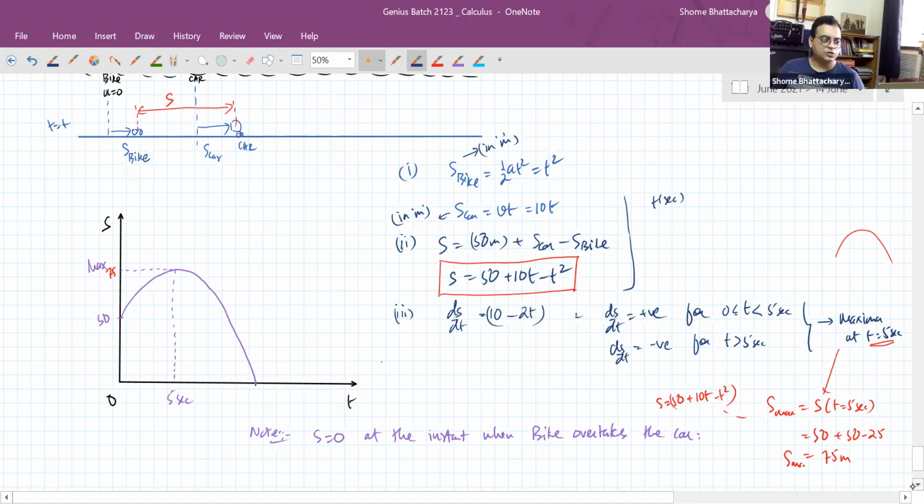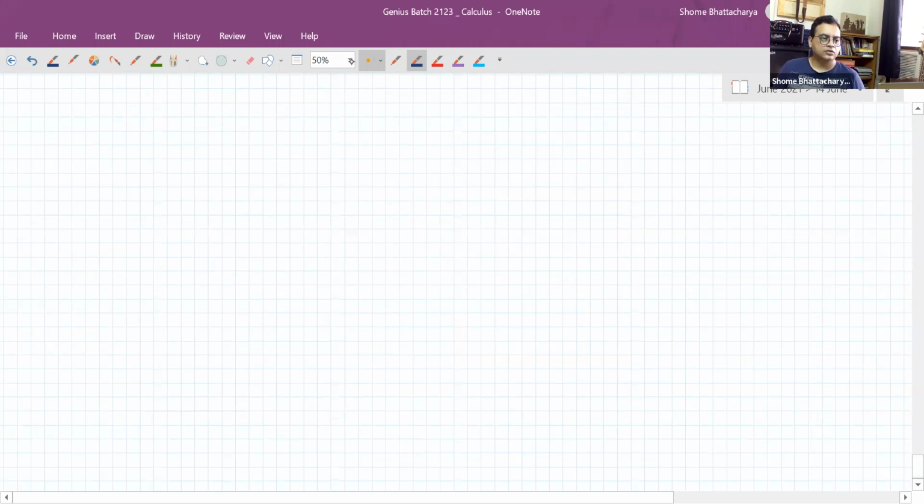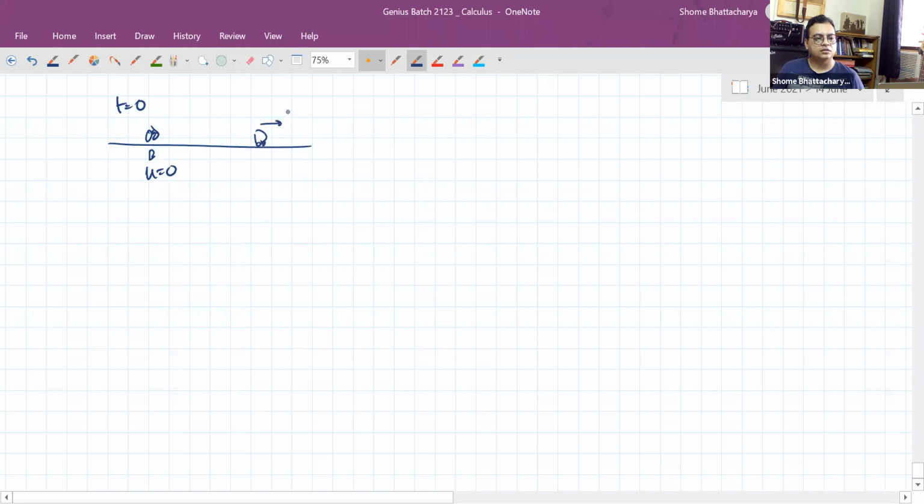So for example, if you also correlate it with the actual on-the-ground physical situation with respect to the graph, what we are understanding is, see, at t equal to 0, the bike is at rest. Whereas the car is moving at 10 meters per second. So what is happening? The distance between them is increasing at the rate of 10. So you can see from the graph that when you started out, S had a positive slope. So the distance was increasing.